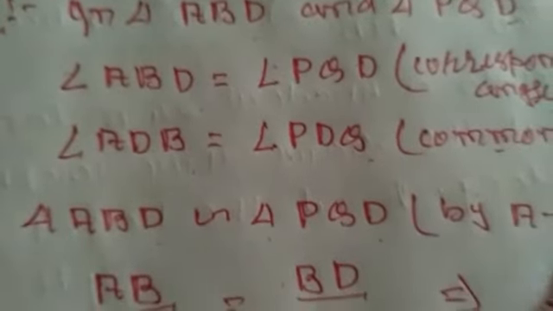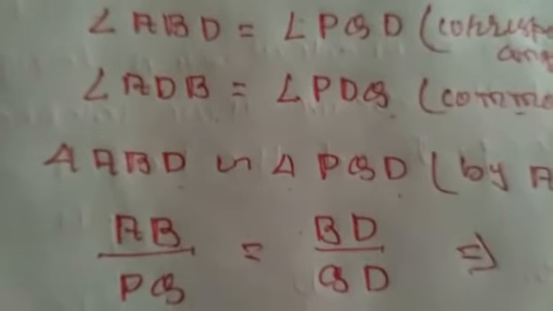In triangle ABD and triangle PQD, angle ABD equals angle PQD, that is corresponding angle, and angle ADB equals angle PDQ, which is common. So again, two corresponding angles of two triangles are equal. Therefore, triangle ABD becomes similar to triangle PQD by the angle-angle property.